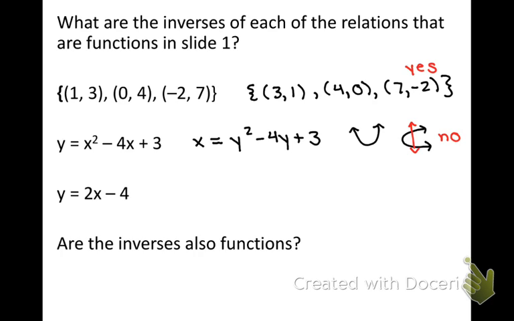Okay, and now that last one, y equals 2x minus 4. Again, we're going to switch our x's and y's, so we get x equals 2y minus 4. If we think about a line, if I switch my x and y values in a line, I'm still going to have a line. So this would still be a function.